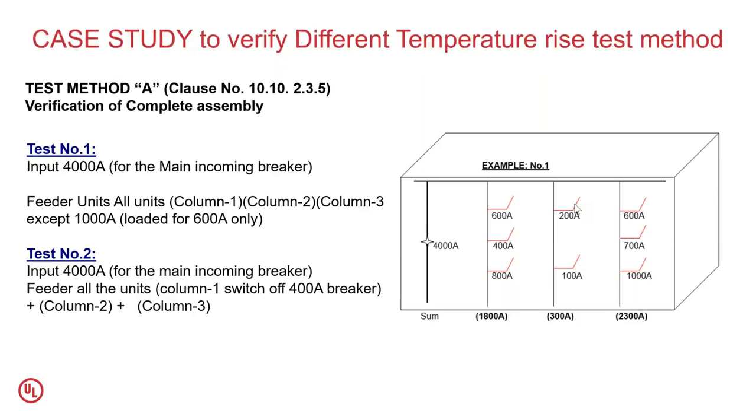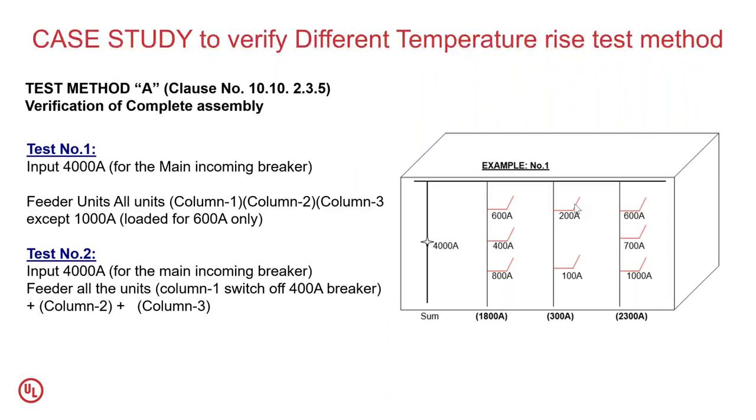This is a 4000 amp switchboard. Maybe we call it the main distribution board with the incomer of 4000 amperes. And there are three vertical bus bars, maybe three compartments. First compartment with 600, 400, 800 amperes feeders. Second compartment with 200 amps and 100 amps feeders. Third compartment with 600, 700 and 1000 amperes feeders. Means first vertical sum is 1800 amperes. Second vertical 300 amperes. Third vertical 2300 amperes.